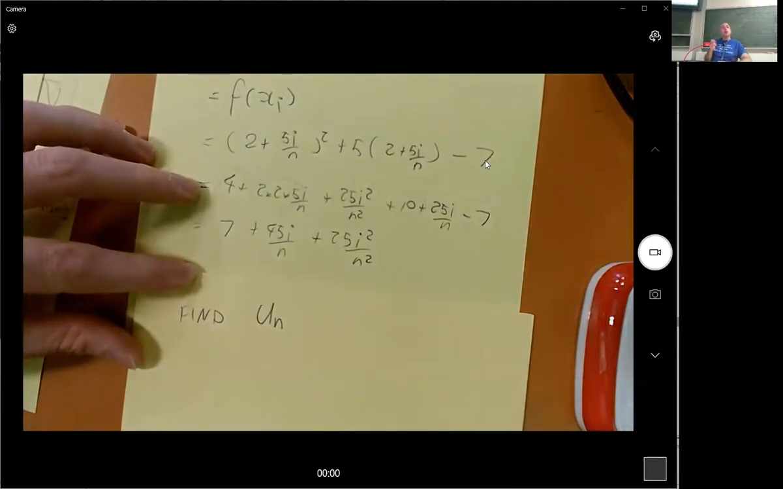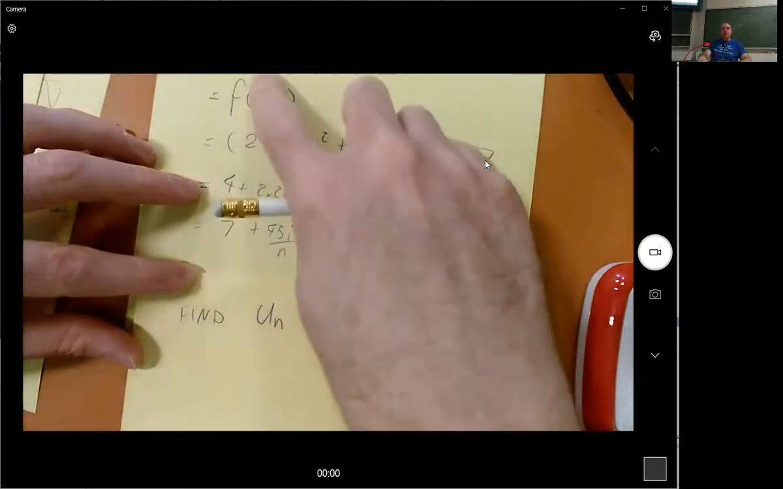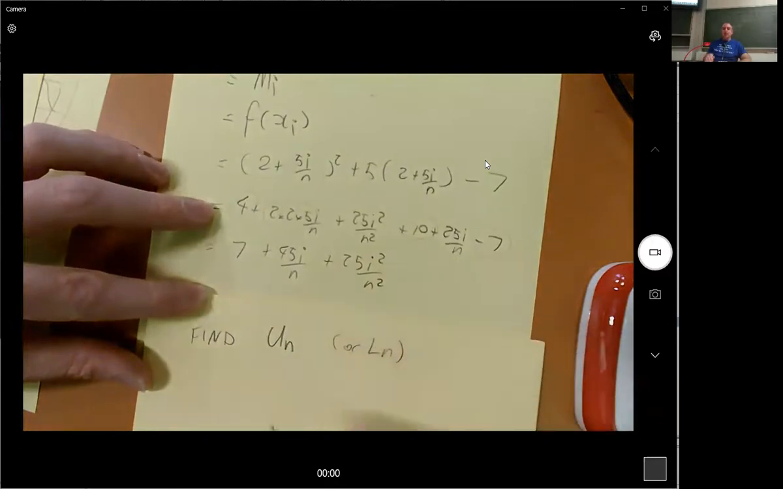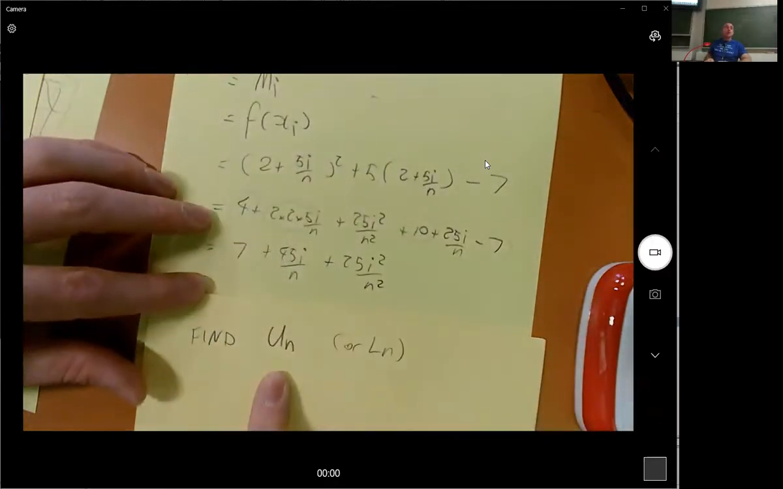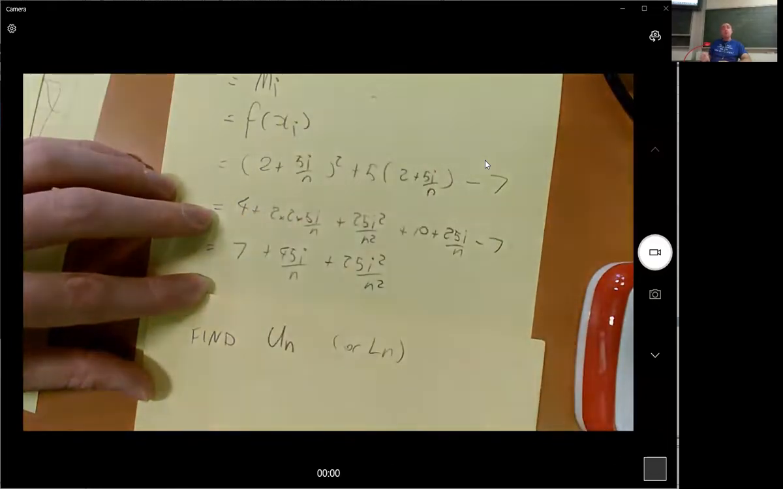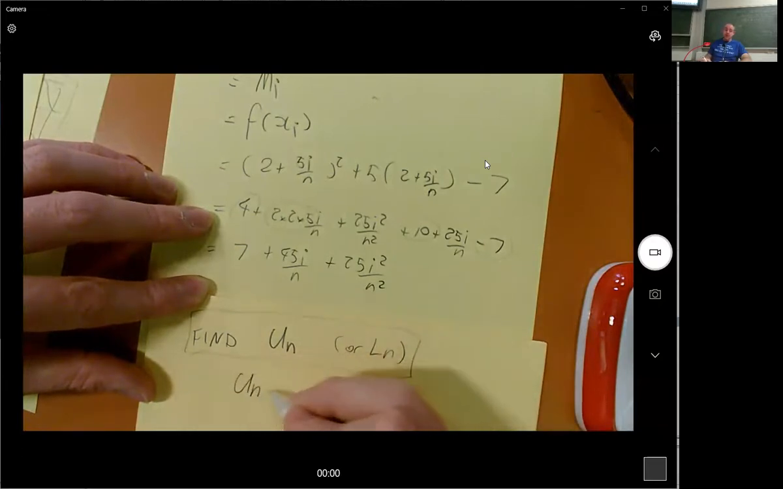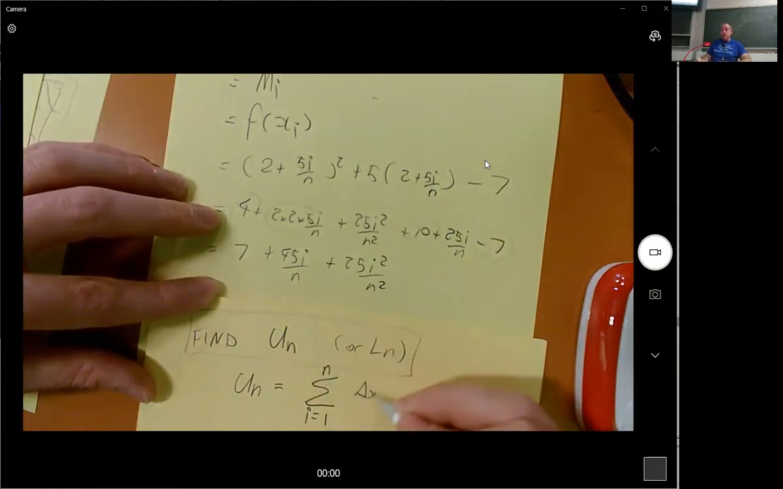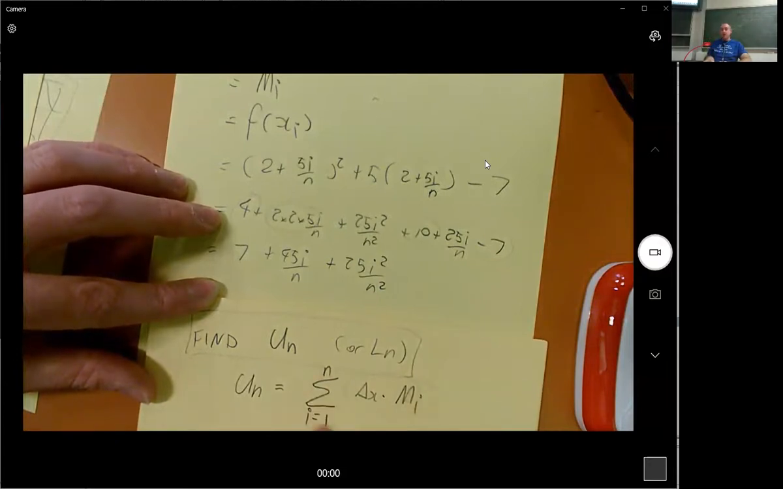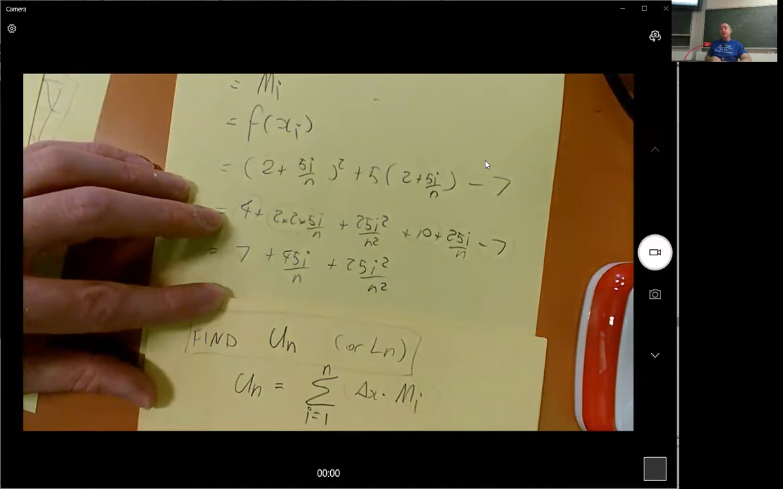Find the upper sum or the lower sum. Because I've done the maximum, I'm going to find the upper sum first. If I'd done the minimum in this spot, I would have found the lower sum first. So the upper sum is the sum across all the intervals from interval number one up to interval number n of the width times the maximum value. These are all those rectangles, the width times the maximum, and I add all those rectangles' areas up, and that's the upper sum. And I know for certain that the integral will be less than whatever this number is.